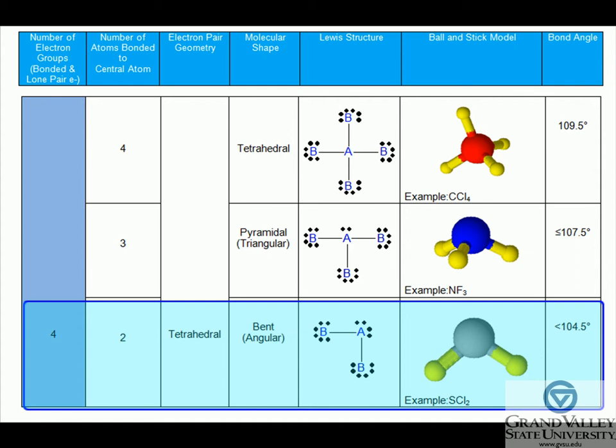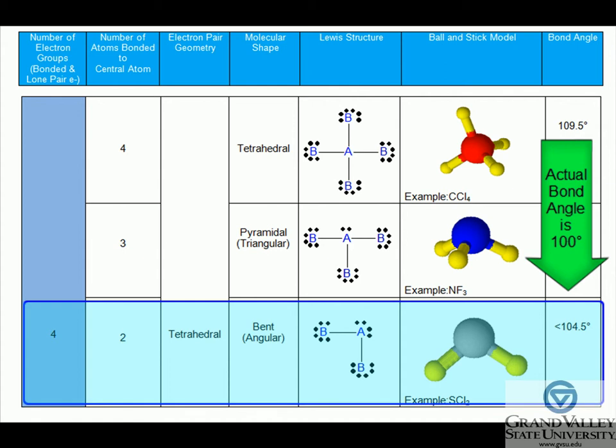Therefore, the electron pair geometry is tetrahedral. Since there are only 2 atoms bonded to sulfur, the molecular shape is bent. The electron groups being negatively charged repel each other and are positioned at maximum distances away from the other groups. The 2 lone electron pairs on sulfur exert greater repulsion towards the other electron groups, resulting in a bond angle between the chlorine atoms to be 100 degrees rather than 109.5 degrees.